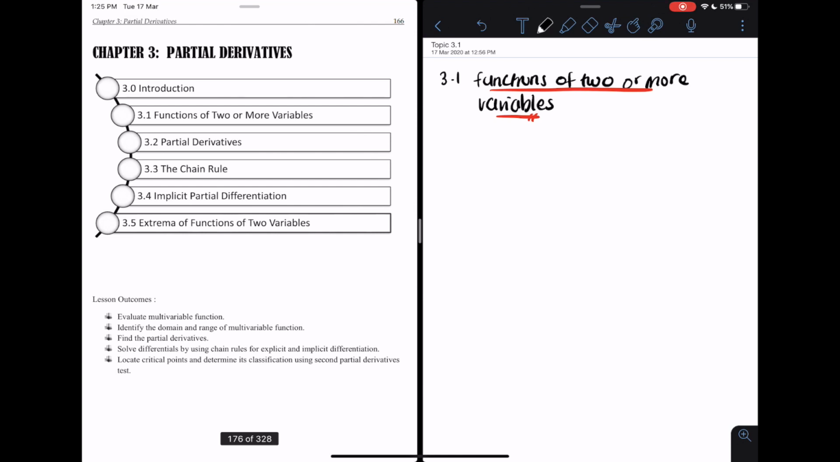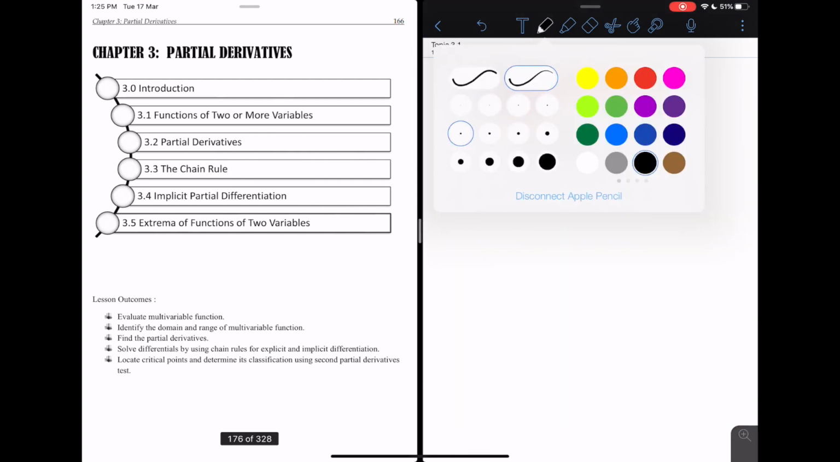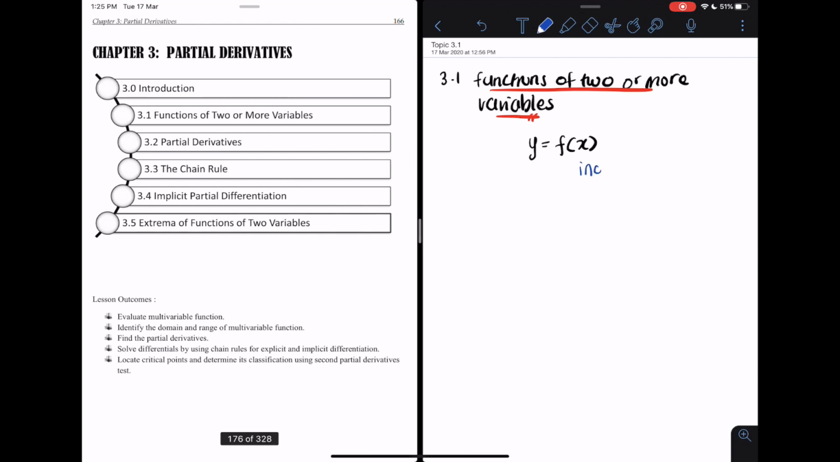When you deal with function of a variable, I believe you are familiar with this mathematical expression, such as y is equal to f(x). So this is the mathematical expression to explain about function of a variable. So you will call variable x as independent variable. Meanwhile, variable y, you call it as dependent variable.